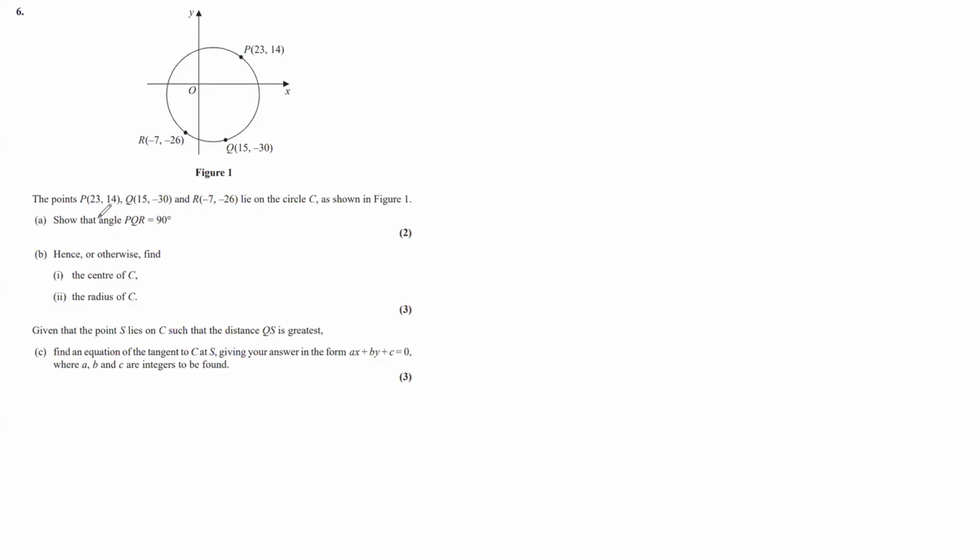The points P(23, 14), Q(15, -30), and R(-7, -26) lie on the circle C as shown in the figure. Show that the angle PQR is equal to 90 degrees.